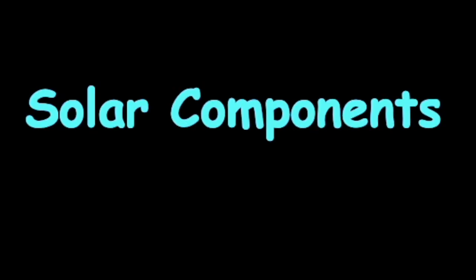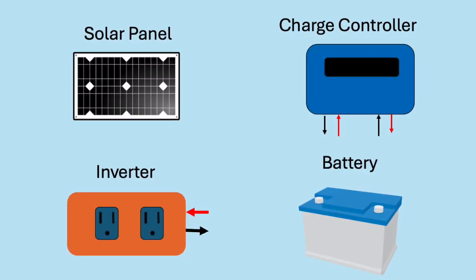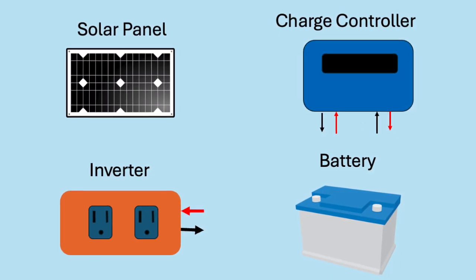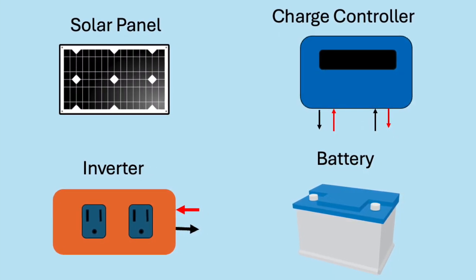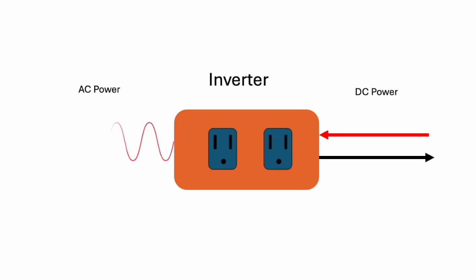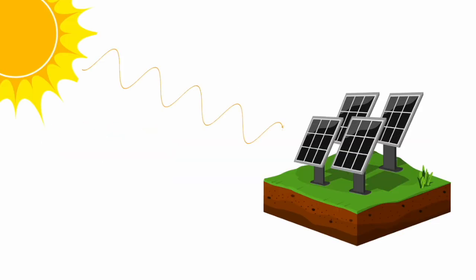Components in a solar generator. Solar generation systems need four main things: solar panels, a charge controller, and a battery. Lastly, they need an inverter to convert the direct current power solar panels produce into alternating current if a user wants normal household power. A solar panel generates power when hit with sunlight. This produces direct current or DC power.